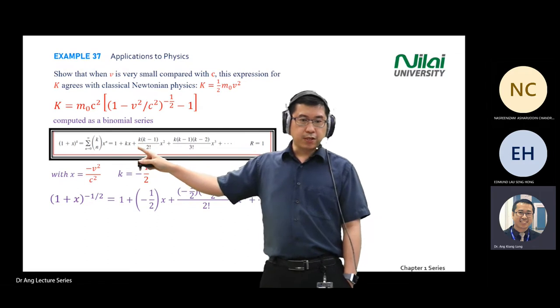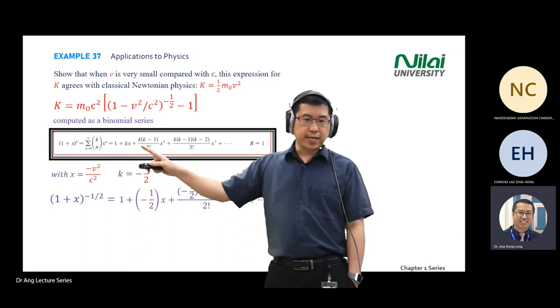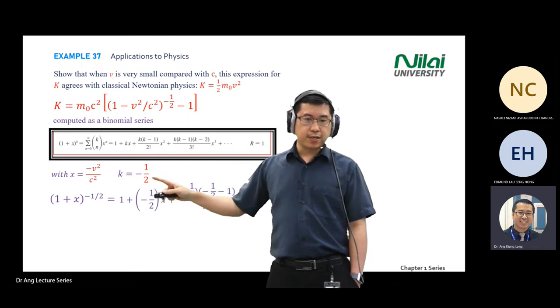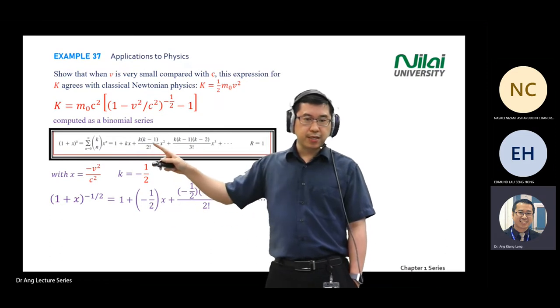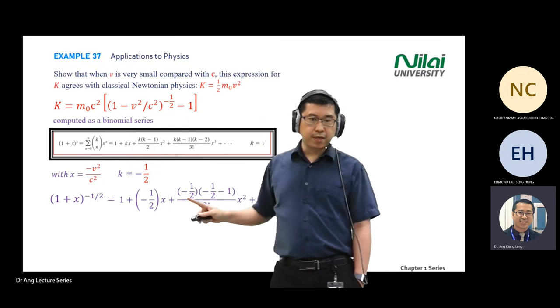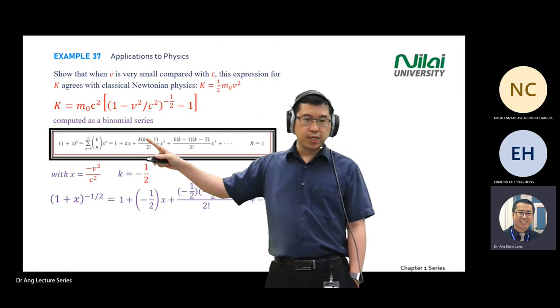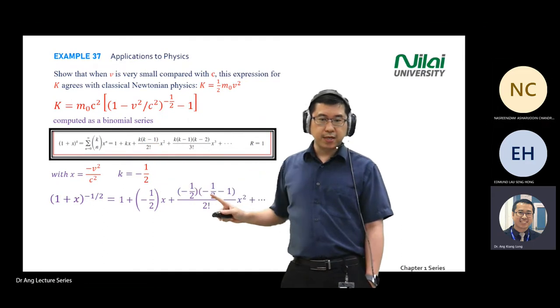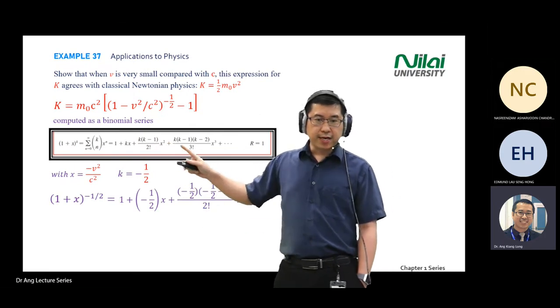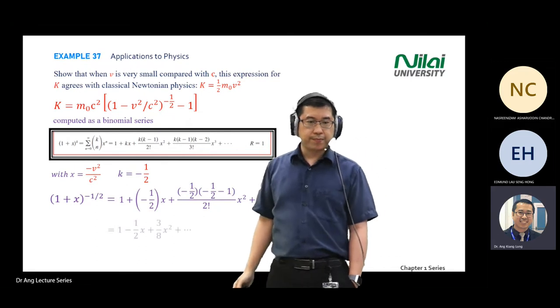So the first one is always 1. The second one is kx, but you replace your k as 1 minus 2. You get this one, minus 1 over 2x. The third one, also replace your k as minus 1 over 2. So that's why you get this one, minus k, 1 over 2. This one replace with this one. You get minus 1 over 2 minus 1. The rest is still the same, 1 over 2 here. And again, x power 2 and so on.